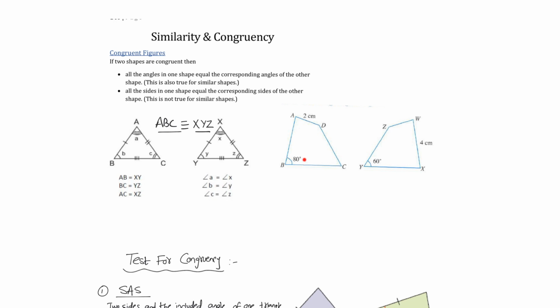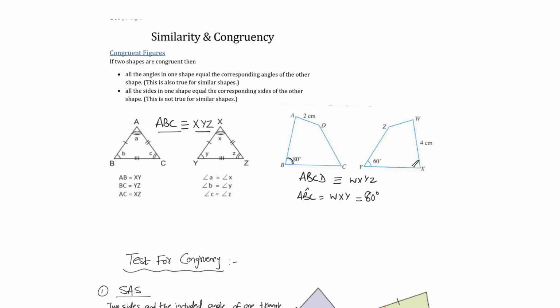Now in this example, two figures are given to you, and let's say it is given in the question that the figure ABCD is congruent to figure WXYZ. If that is the case, then the angle ABC, this angle, must be equal to the corresponding angle WXY, which is this, and the value should be 80 degrees.